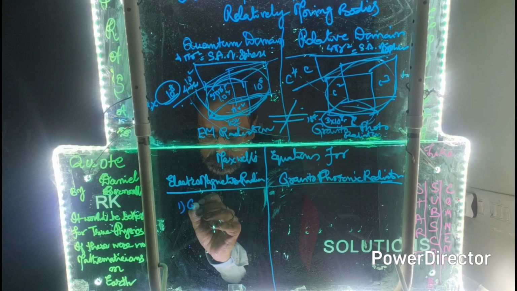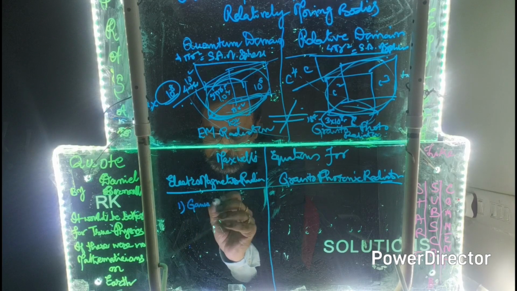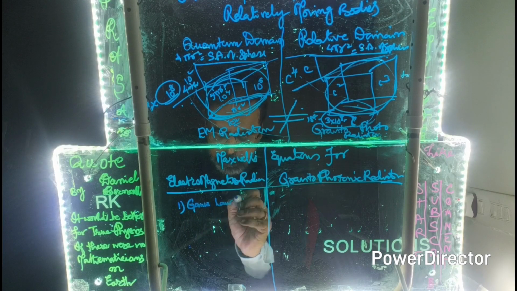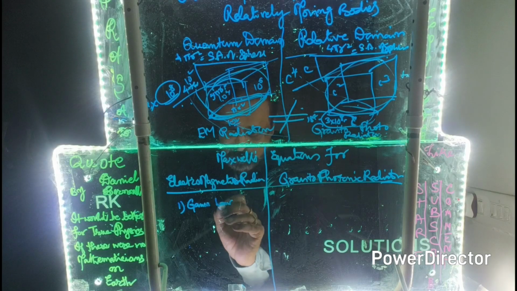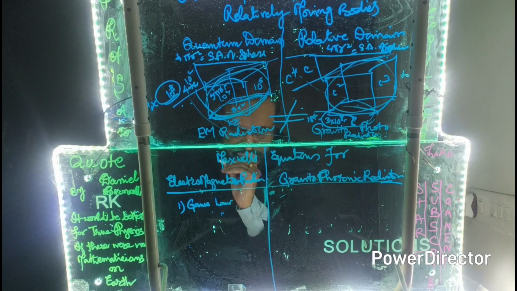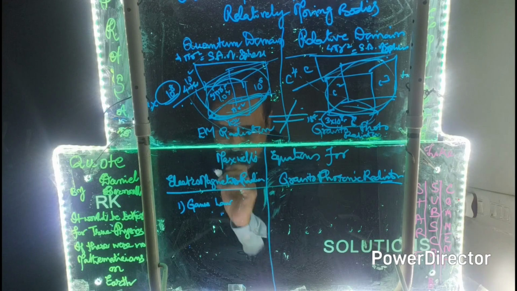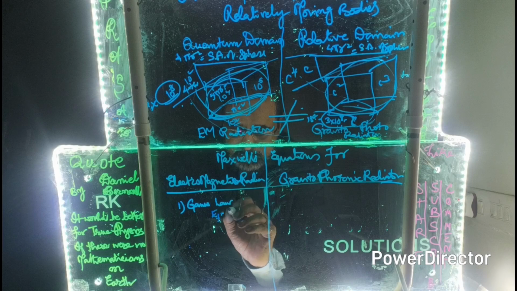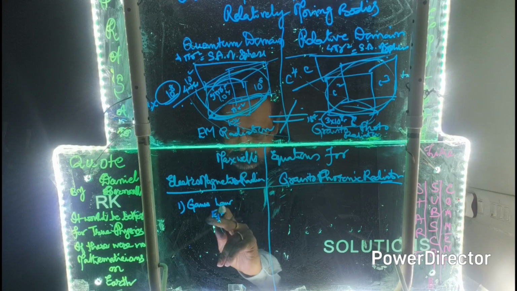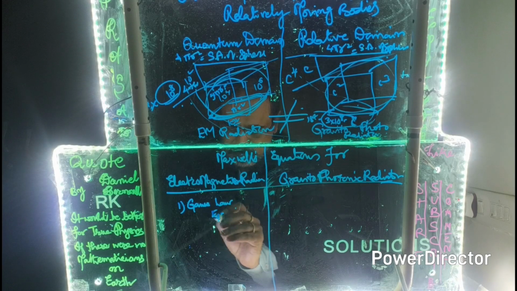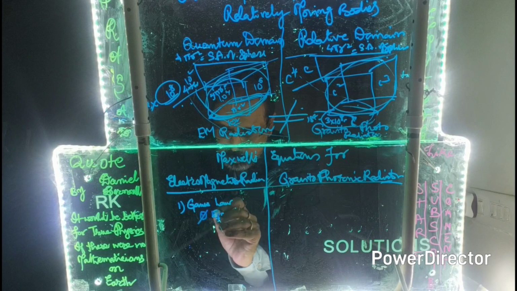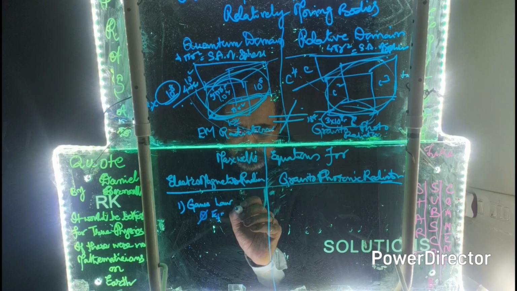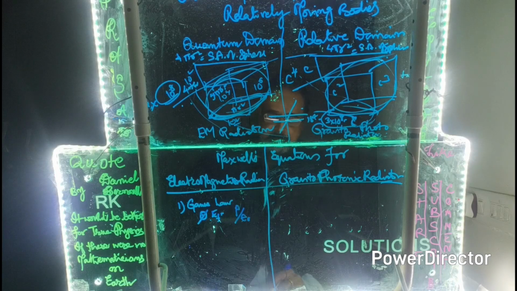First one is Gauss law. What is Gauss law? Gauss law says electrical force is equal to the electrical flux, rather, we say QE, let's say, is equal to rho by epsilon naught, right?